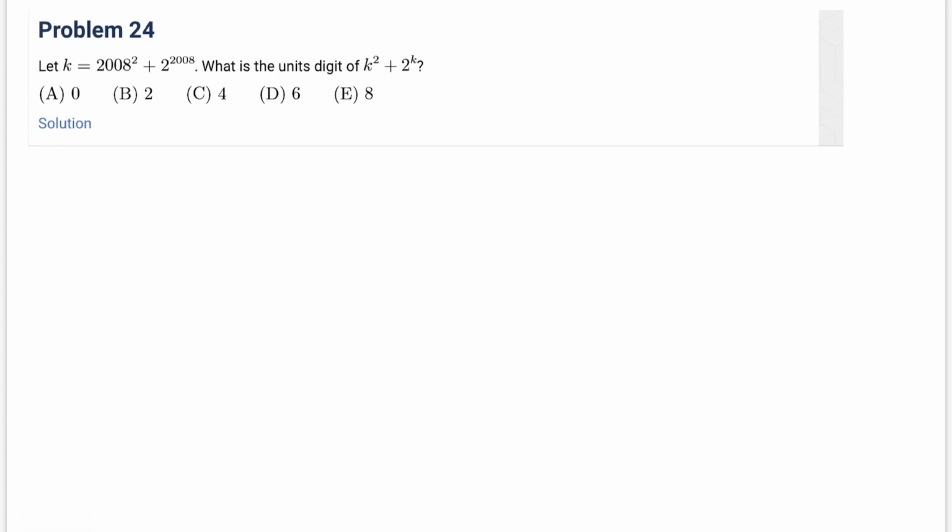Number 24. Let k equal 2008 to the 2nd power plus 2 to the 2008th power. Okay, so for us to get this, we first need to know the units digit of k. The units digit of this one, 8 squared is 64, right? So it's 4 plus, and then the units digit of the powers of 2, so they rotate in 2, 4, 8, 6, right?